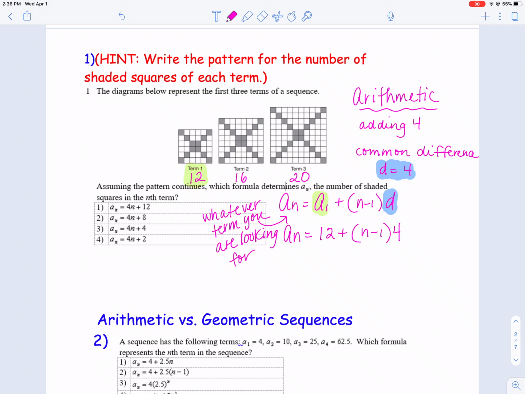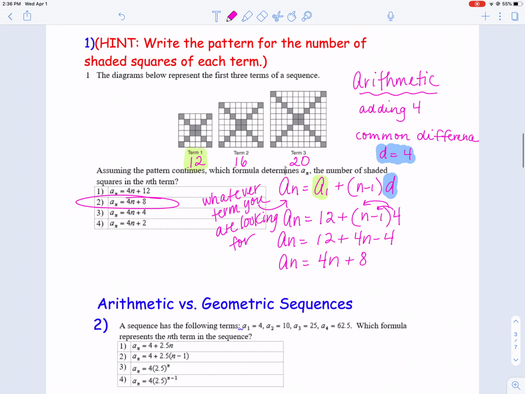Now, if you notice in the choices, they're not there. But what we could do is simplify by distributing. So you'd get 12 plus 4n minus 4. And when you simplify your like terms, you get 4n plus 8, which is choice 2. Now, I want you to take note of the simplified version, 4n plus 8. Hopefully everybody notices this number 4. How does 4 relate back to the problem?